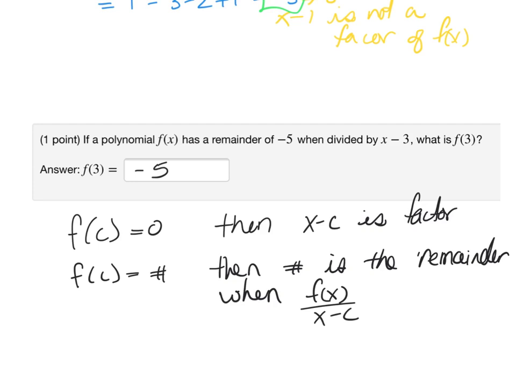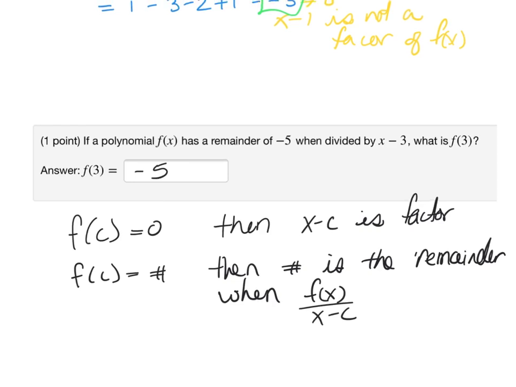So we have two theorems, the factor and the remainder theorem. The factor theorem says when I plug that c value in, then x minus c is a factor. The remainder theorem says the same thing, but you may or may not get 0. You just get some number. So if you divide a polynomial by x minus c, your remainder would be the exact same answer as if you had put c into that function.